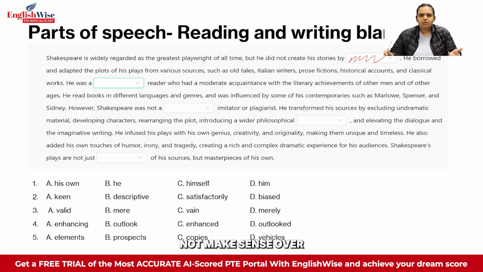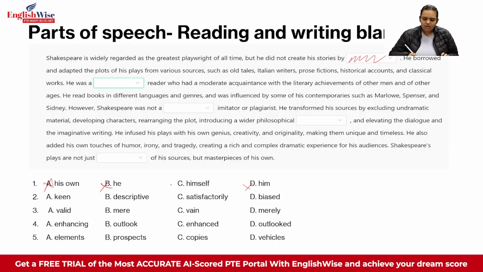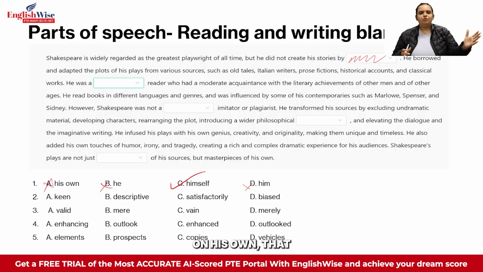again, this does not make sense over here. Again, by whom are the stories created? So by he is wrong, pronoun by him is wrong, by his own is, though we did generally say that I did this on my own, or he did this on his own, but that's slang English. That's an incorrect way of saying. Himself is the correct way of saying things over here. So whenever in your general English as well, we talk about he did this on his own, that is wrong. He did this himself. That is grammatically correct English.